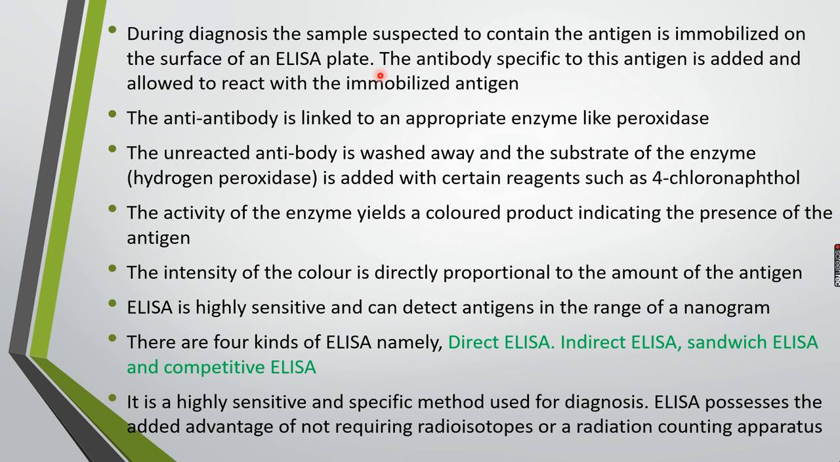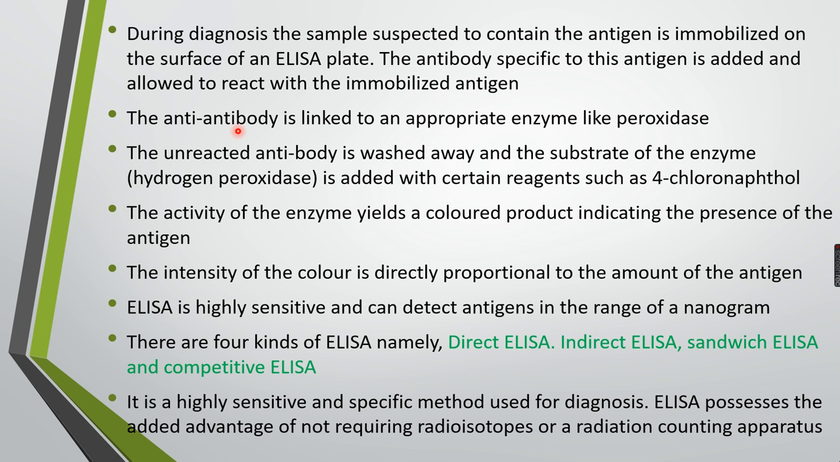Before that, we block the free sites present in the ELISA plate. Then the specific antibodies to the HIV antigen are added. The antigen is immobilized on the ELISA plate, in the tiny cavities, and attached there. So now it is identified. It is reacting with the specific antibodies.